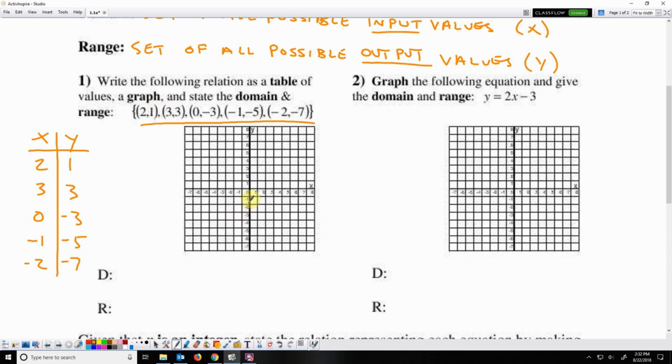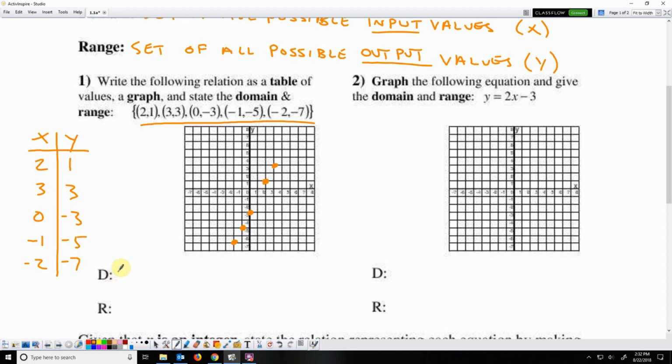Then it says a graph. So I'm going to plot all of those points on this graph. So there's 2, 1, 3, 3, 0, -3, -1, -5, and -2, -7. Now I shouldn't connect those as a line because this says that my function or my relation is just these 5 points. It's not everything between them. It's just those 5 points.